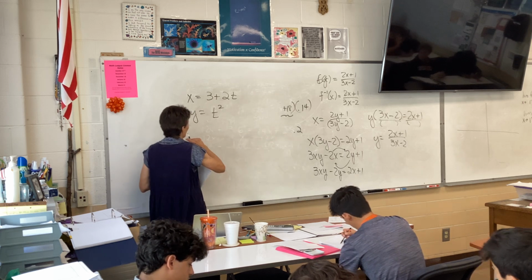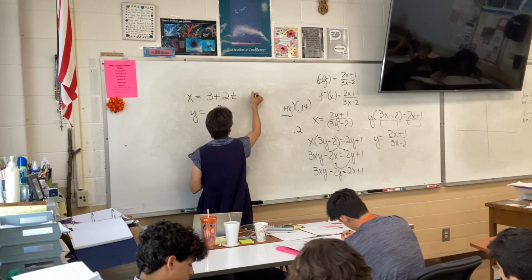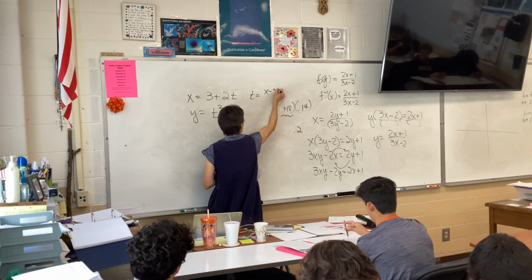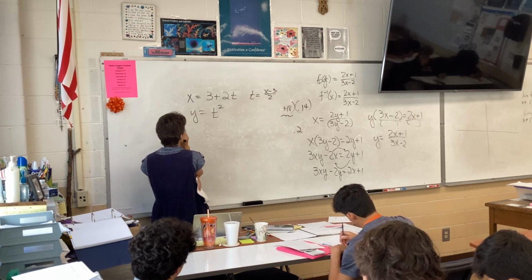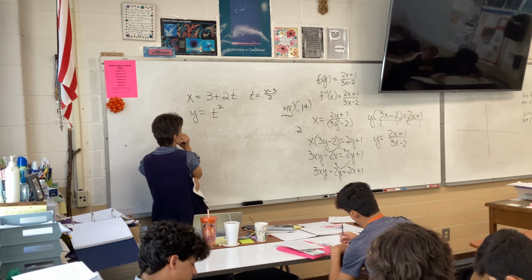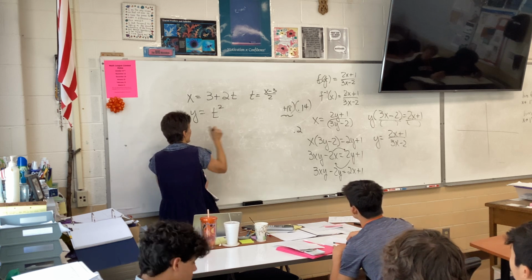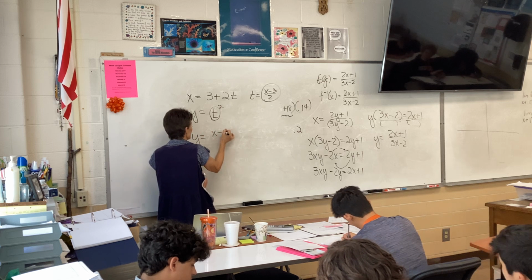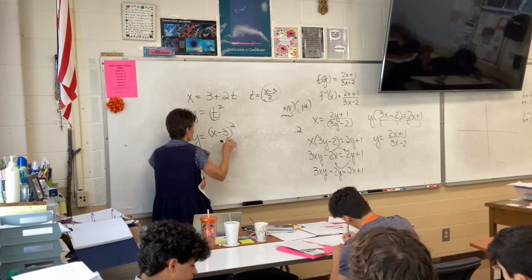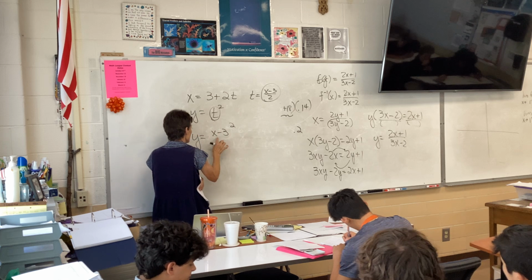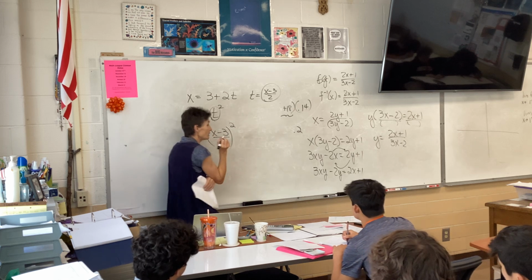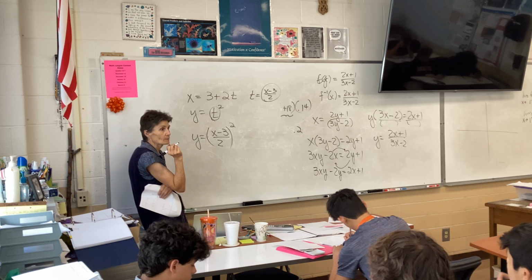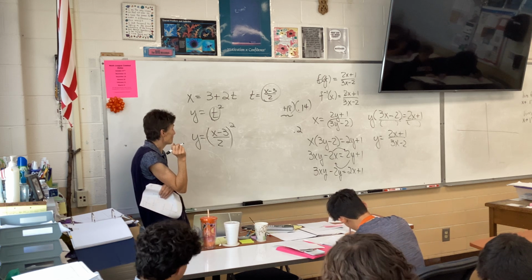So one option would be just to take this equation up here, subtract 3 and divide by 2. How did I do? Is that okay? Then I'll take this and put it here. So y equals x minus 3 over 2 squared. That's your equation.